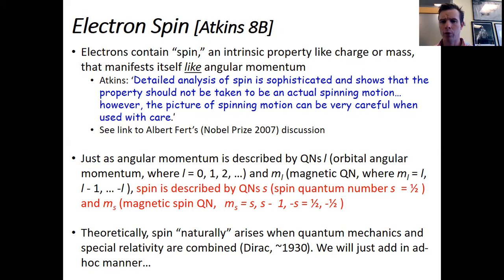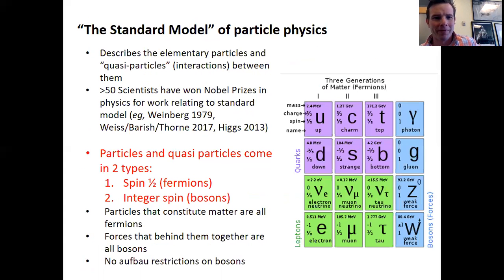However, you should be aware that this arises naturally when you combine the Schrodinger equation with Einstein's special relativity. So it arises naturally when you combine quantum mechanics with special relativity. That's the first thing I need to tell you. The second thing I need to tell you is about the standard model of particle physics.